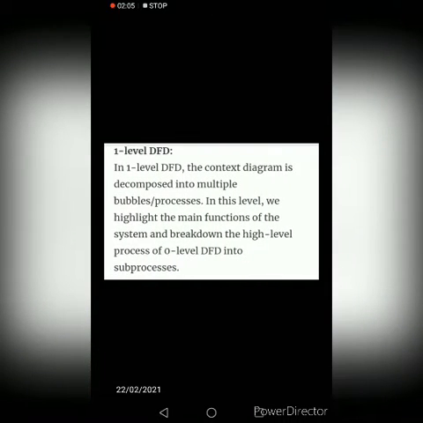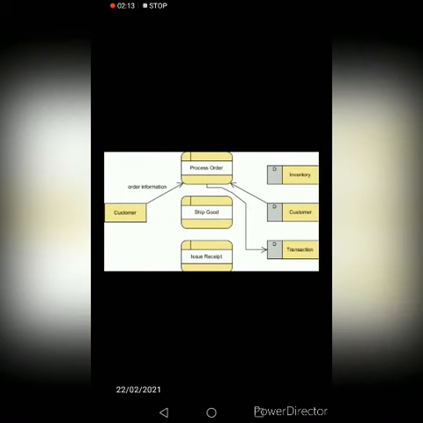Next. Level 1 data flow diagram. In this level, there are multiple processes and it highlights the main functions of the system diagram.